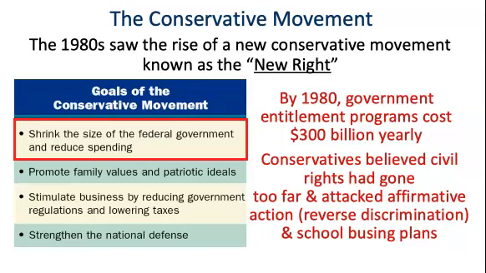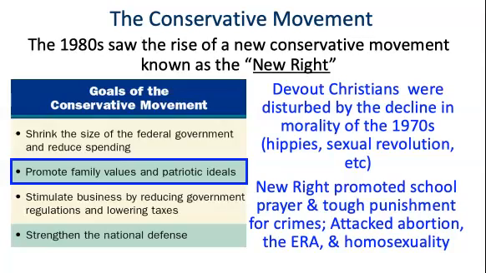Now, by 1980, the government entitlement programs cost nearly $300 billion a year. And conservatives believed civil rights had gone too far, and they attacked affirmative action and school busing plans during this particular time. In addition to this, the second goal of the conservative movement was to promote family values and patriotic ideas.